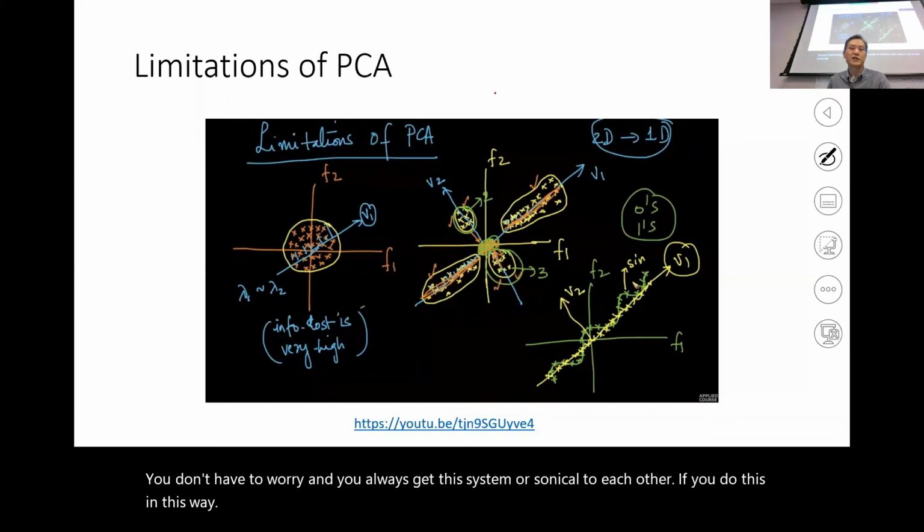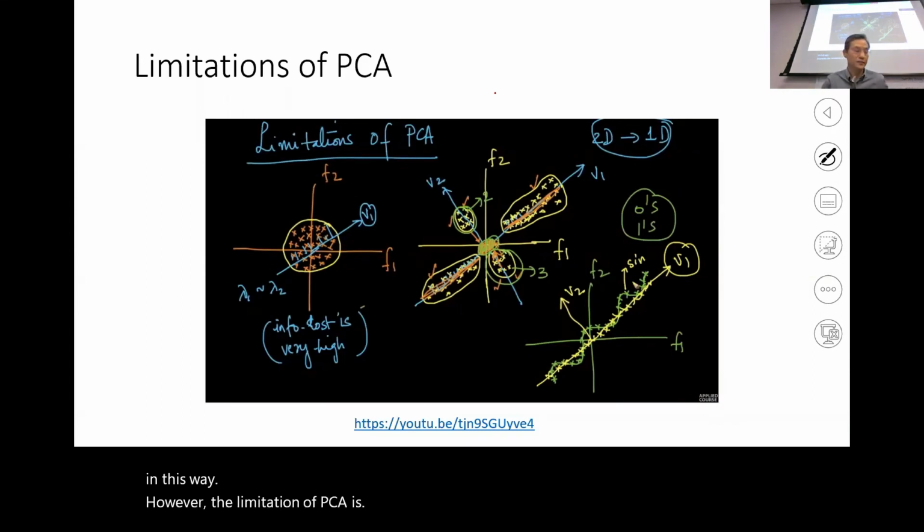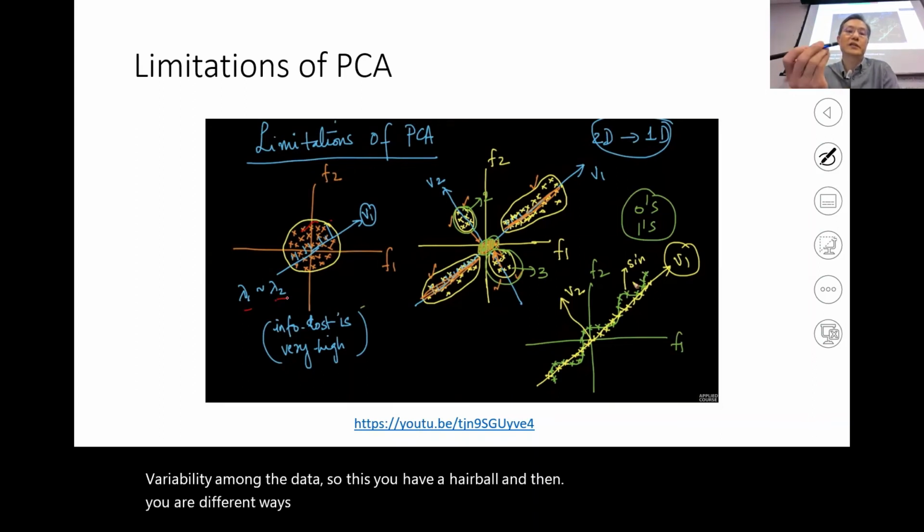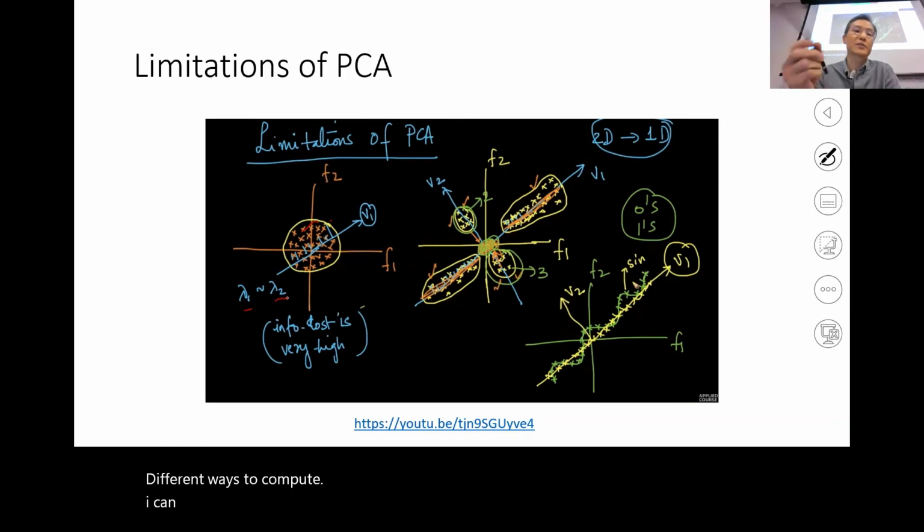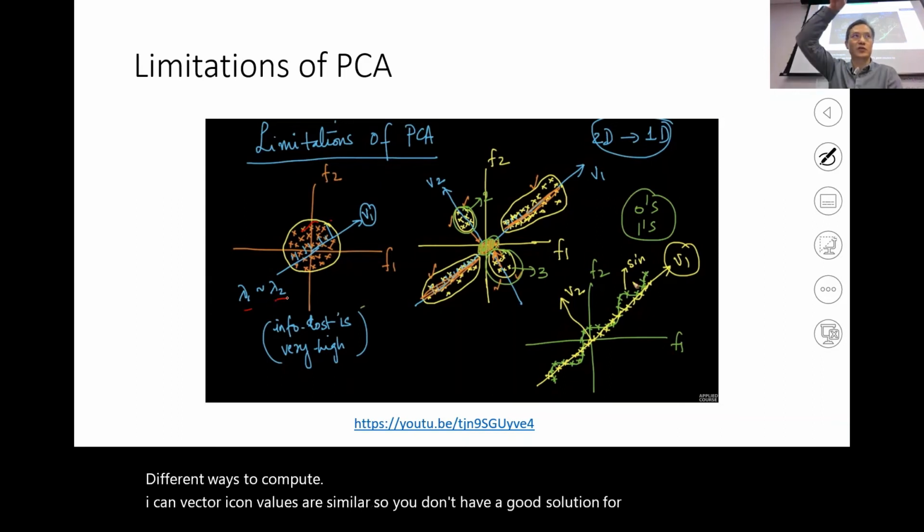However, the limitation of PCA is if you don't have variability among the data. Like this, you have a hairball, and the different ways to compute eigenvectors and eigenvalues give similar results. So you don't have a good solution for this. It doesn't matter where you rotate it.